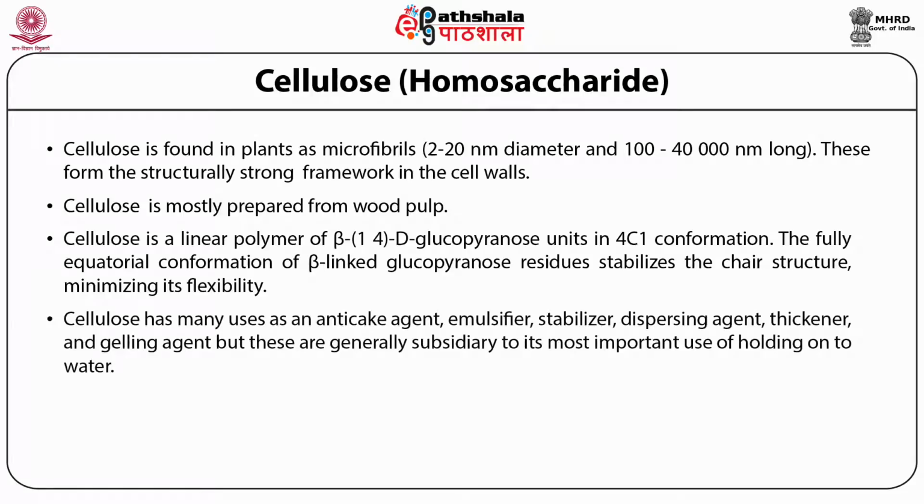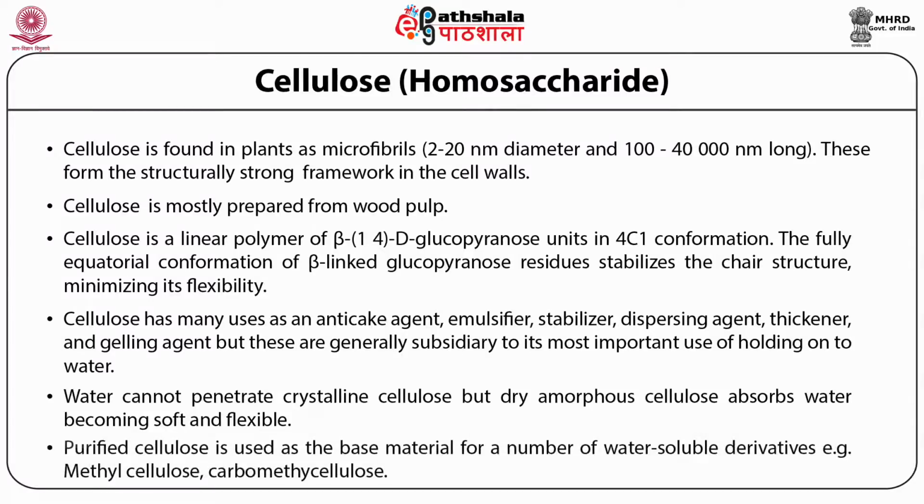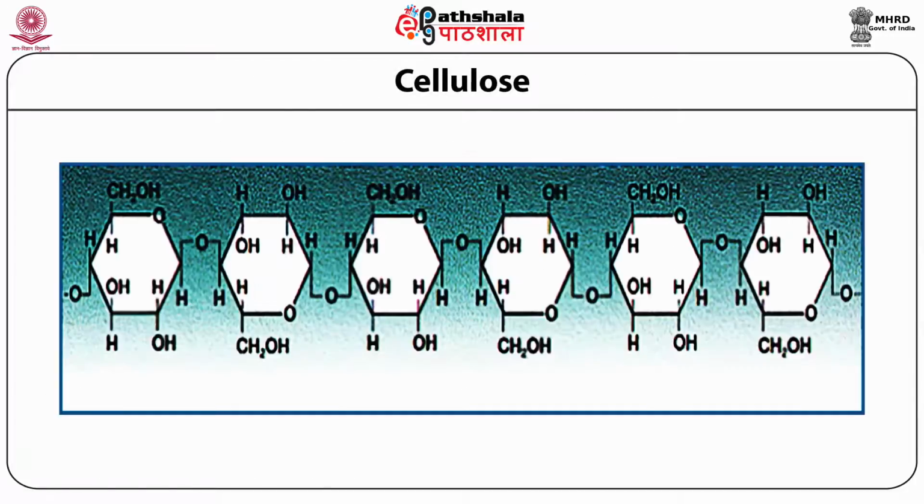Cellulose has many uses as an anti-cake agent, emulsifier, stabilizer, dispersing agent, thickener, and gelling agent, but these are generally subsidiary to its most important use of holding on to water. Water cannot penetrate crystalline cellulose, but dry amorphous cellulose absorbs water and becomes soft and flexible. Purified cellulose is used as the base material for a number of water-soluble derivatives, for example, methyl cellulose and carboxymethyl cellulose. The cellulose structure is shown in the picture, which has a beta link between one sugar and the other via 1,4 linkage, which will produce the cellulose carbohydrate.